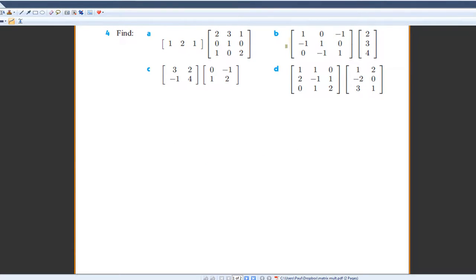Alright, let's do this second example now. So we've got a 3 by 3 here and a 3 by 1 matrix. So the number of columns in this one here matches the number of rows in this one here, and we're going to get a 3 by 1 in return. Alright, so let's do it. 1, 0, -1, -1, 1, and 0.